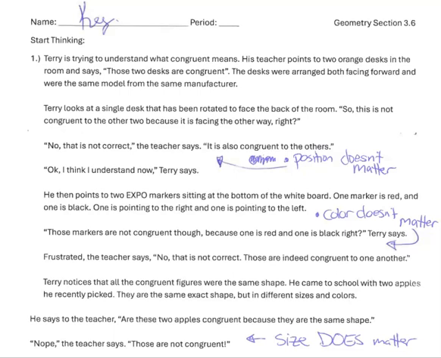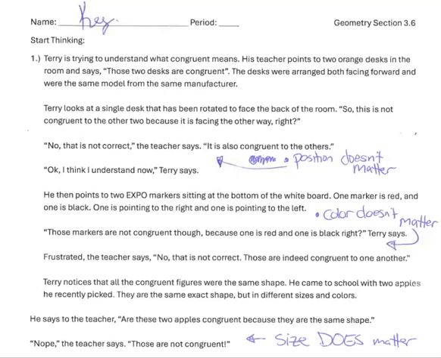"Okay, I think I understand," Terry says. He then points to two expo markers sitting on the bottom of the whiteboard. One marker is red and one is black. One is pointing to the right and one is pointing to the left. He says, "Those markers aren't congruent, right? Because one's red and one's black." Frustrated, the teacher says, "No, that's not correct. Those are indeed congruent to one another."